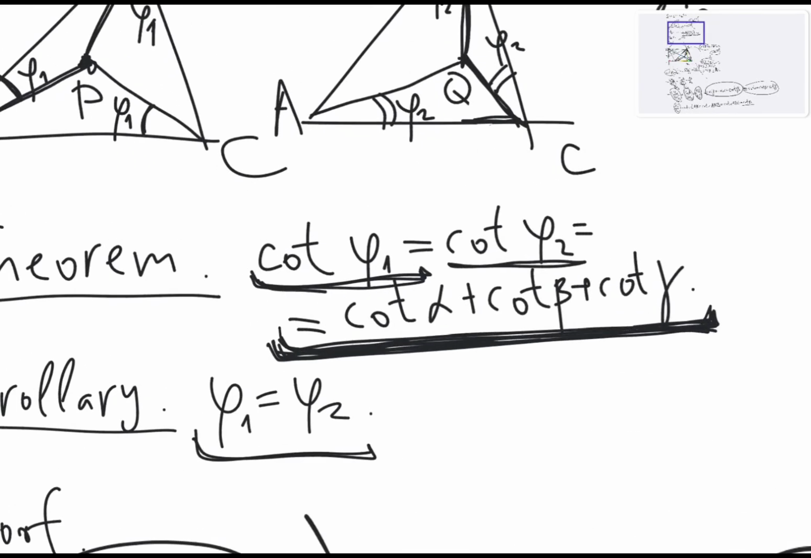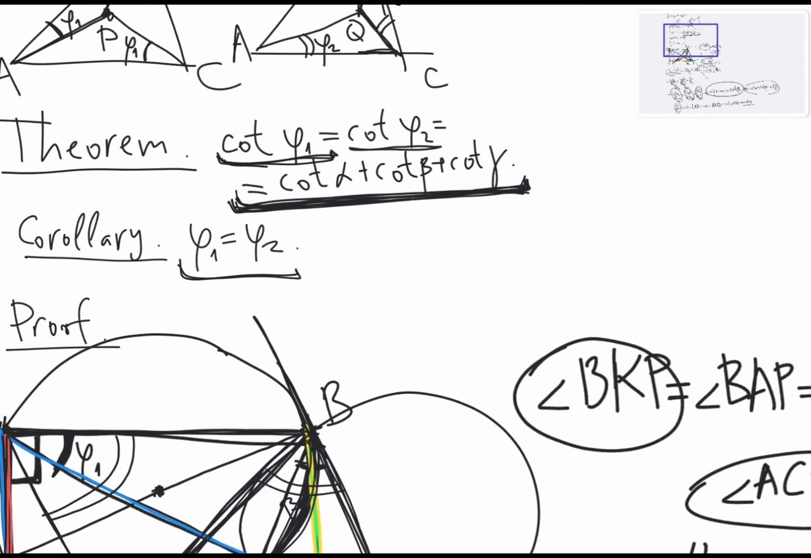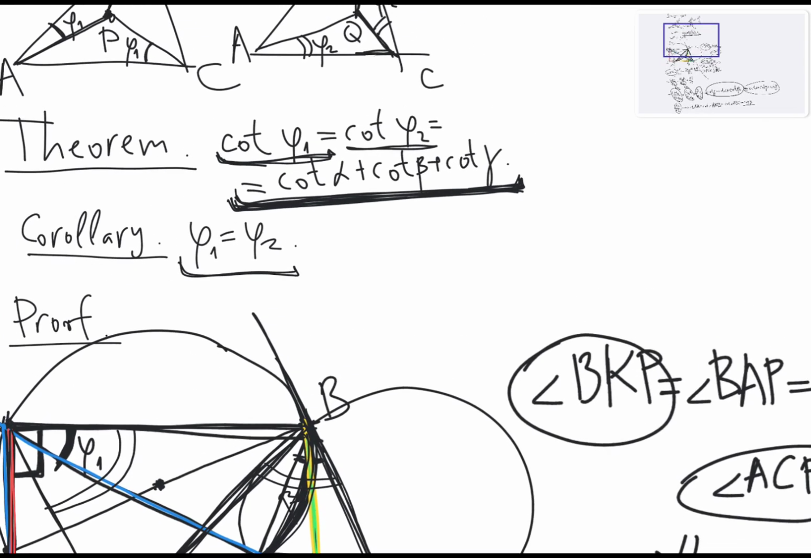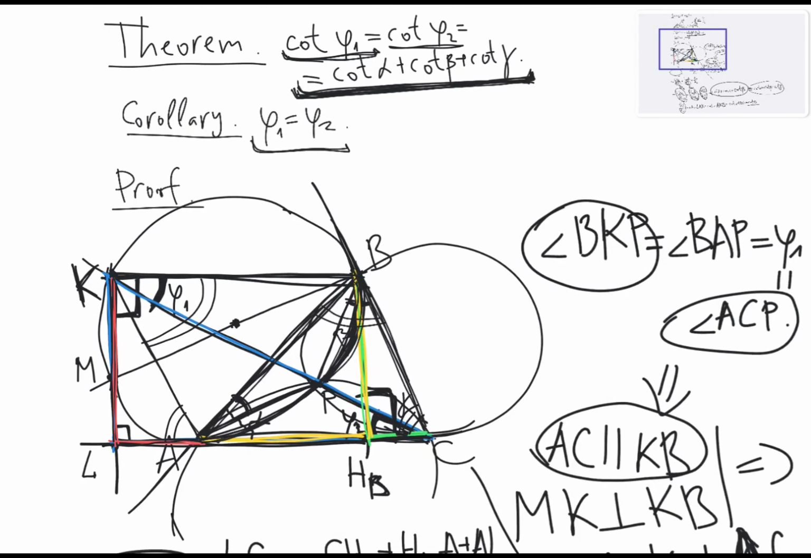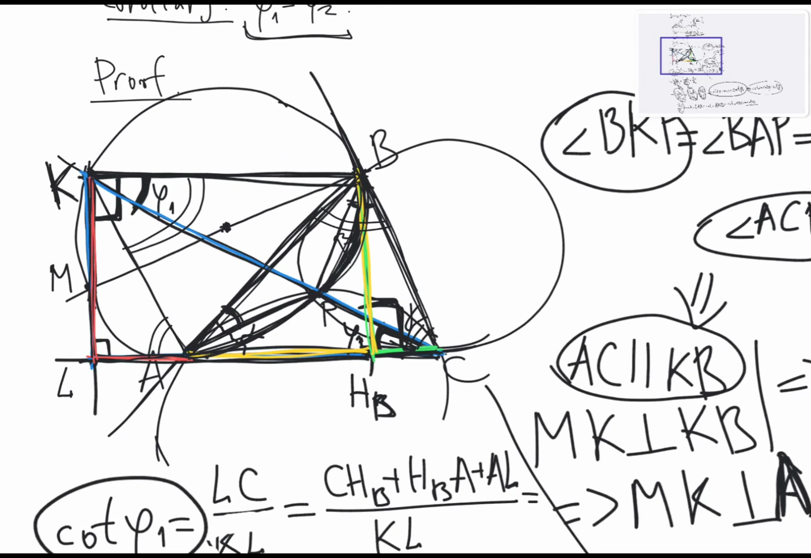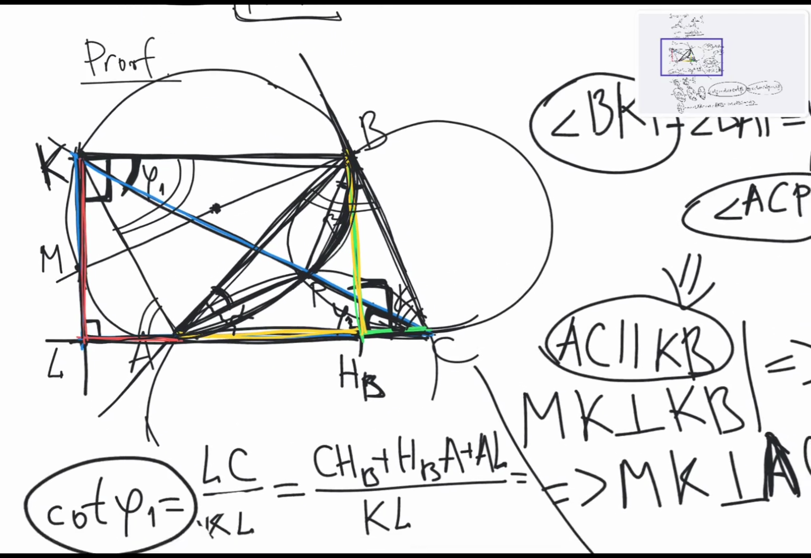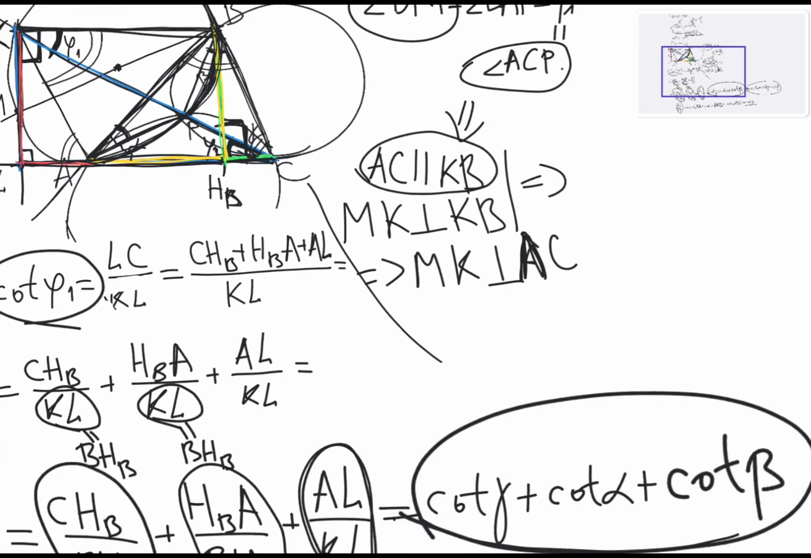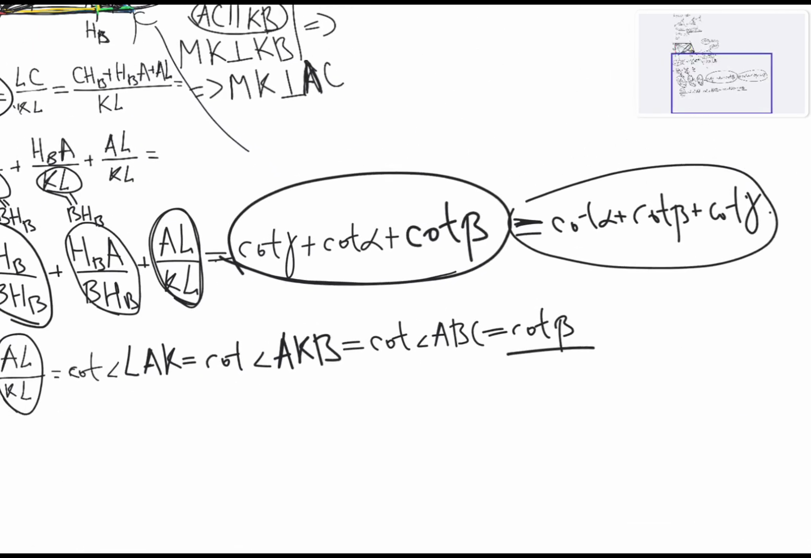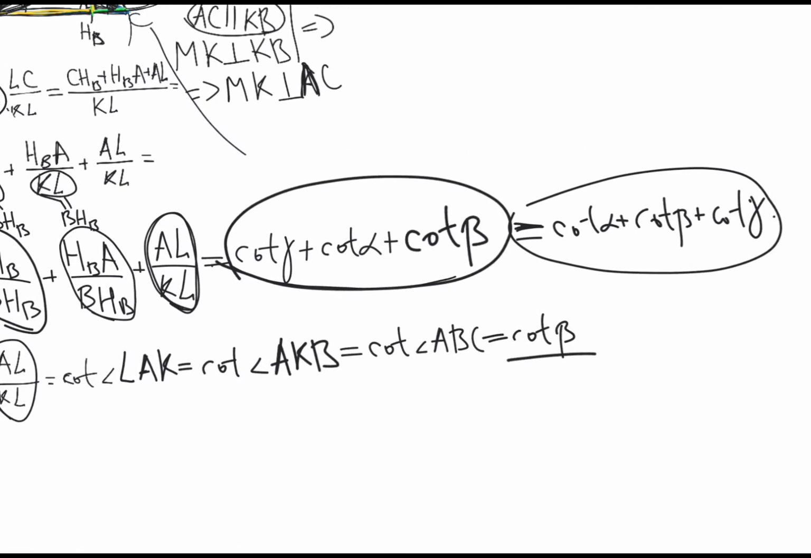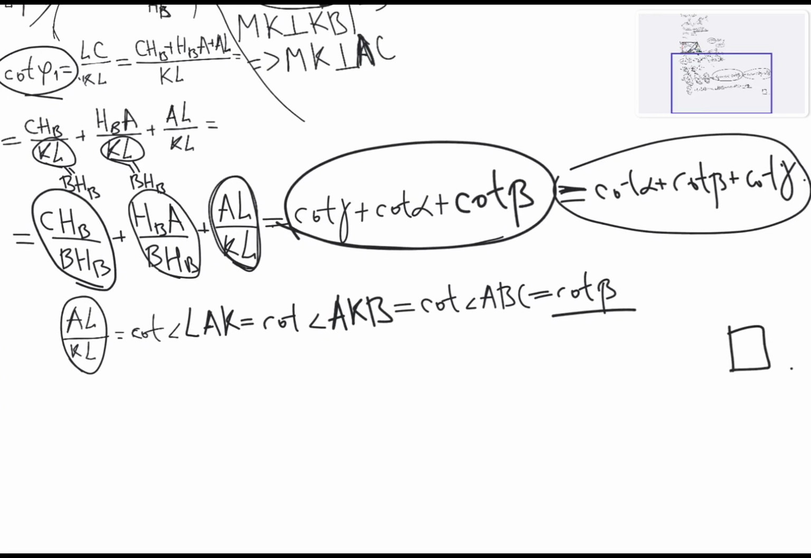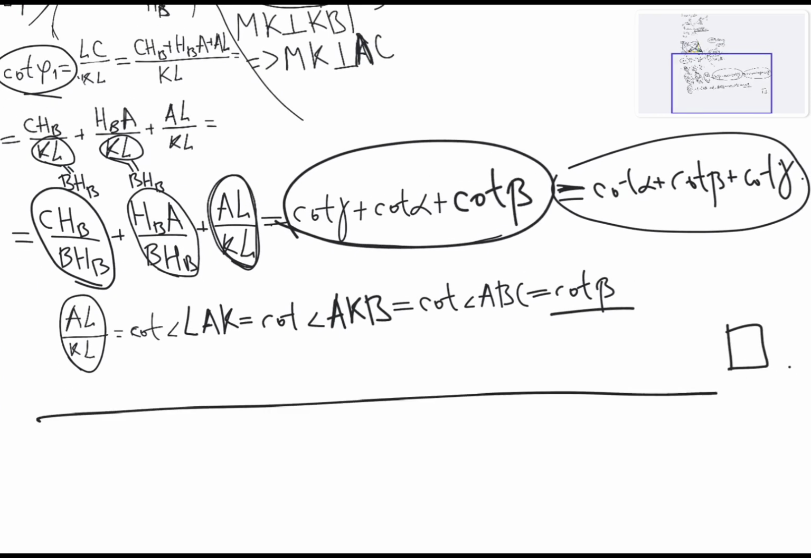So this basically concludes the proof for phi1, and as I said, the proof for phi2 is similar. We repeat the same argument for phi2 and arrive at the same expression. So this concludes the proof.